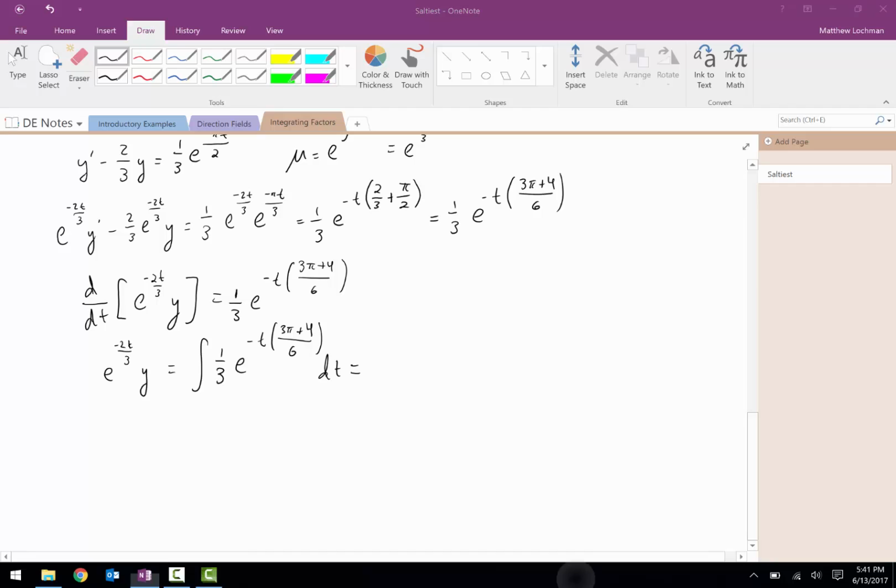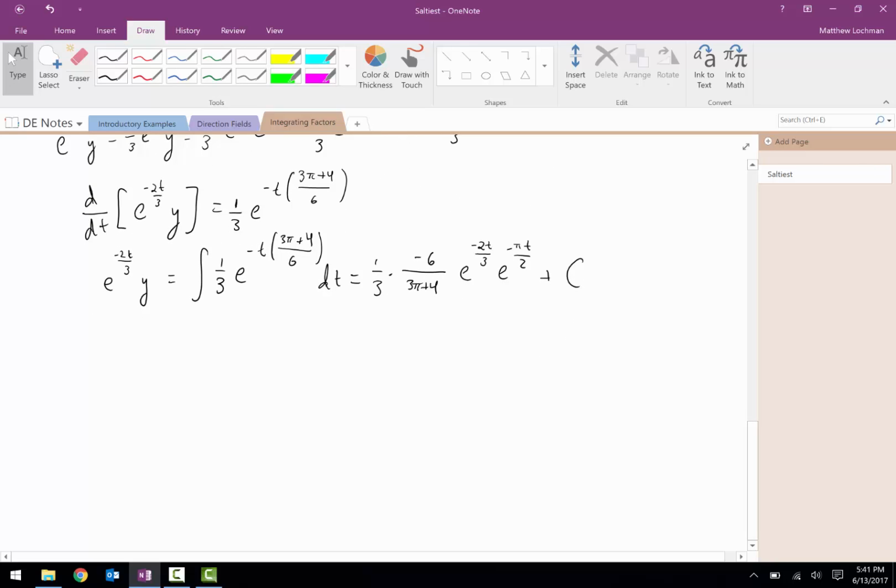Okay, so if we integrate this, we have the 1/3 here. When I integrate that power, I'm going to get minus 6 over 3 pi plus 4 e to the minus t. And then here I'm going to split this up again. So you get the same exponential equation, but now I'm going to write it back in its original form, and you'll see why in a second. It's no longer useful to have that together, but I did integrate, so I need that plus c there.